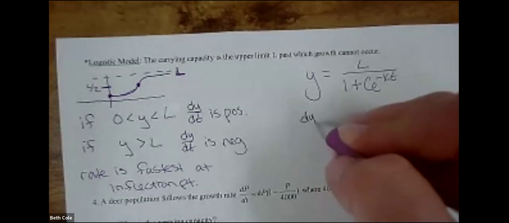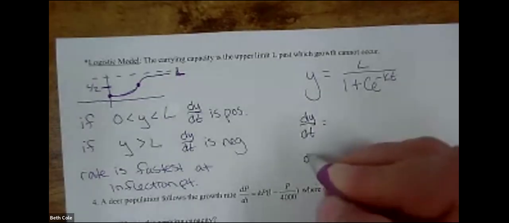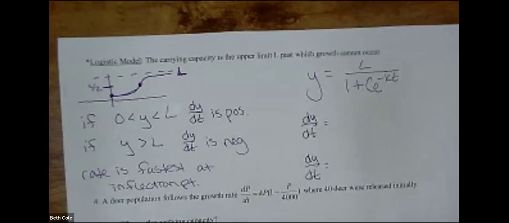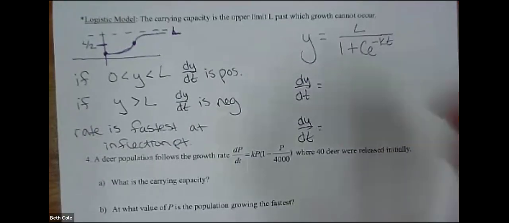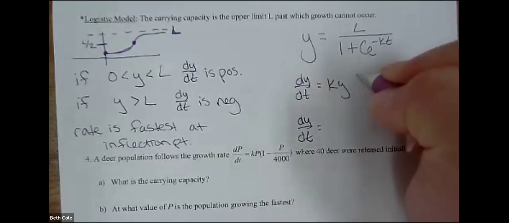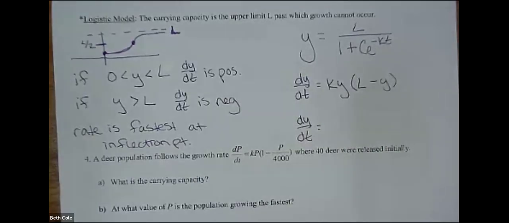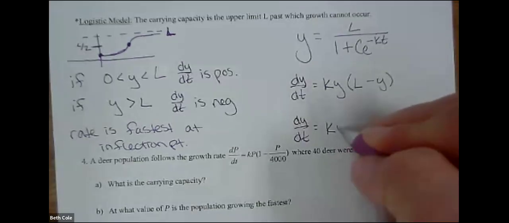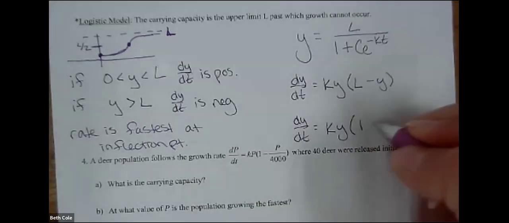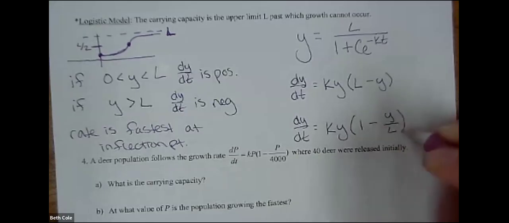So there's that. And then, unfortunately, there's two different versions of how the dy/dt can look, and they're both correct. So sometimes they might give you one, and sometimes they might give you the other. The one I use more often is k times y and then times L minus y. So that's the one you usually see more often. And the other one is k times y times 1 minus y over L.